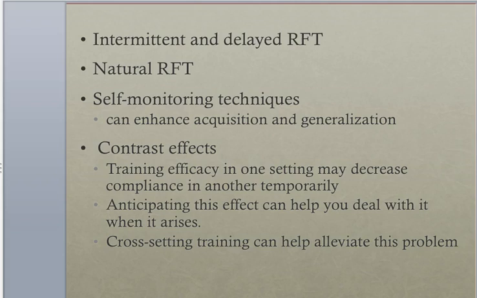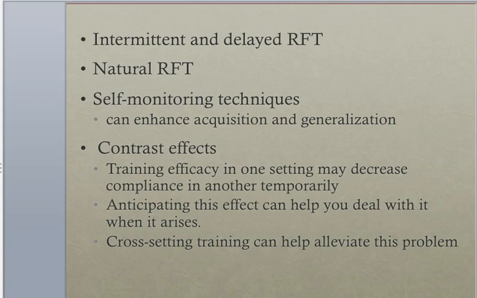Finally, these are just a few more factors that influence generalization training. Intermittent and delayed reinforcement will slow down your training. Naturalistic reinforcement will enhance your training. Self-monitoring techniques, having the individuals keep track of their own data, can really enhance acquisition and enhance generalization. And then finally, contrast effects.